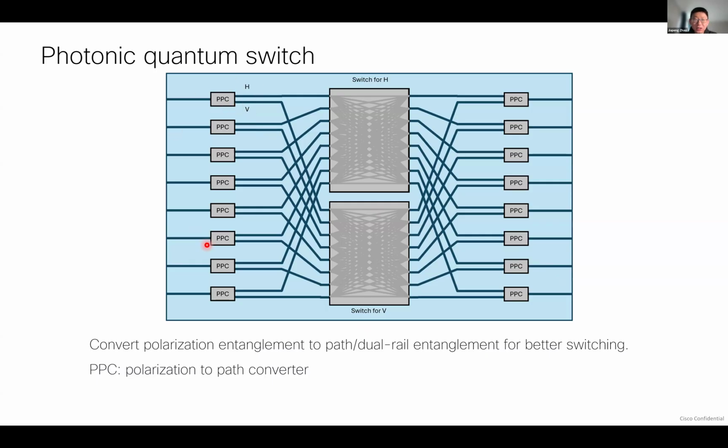Our architecture is shown here. At the beginning of the switch, we use a polarization to path converter to convert both polarizations into two different paths. And then we have two matrix switches, which are based on Mach-Zehnder interferometers, to do the switching for each individual photon. And after the switching, we will combine the two polarizations with a polarization to path converter.